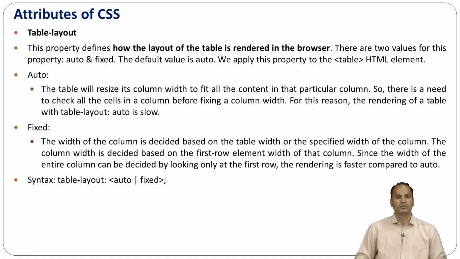Table layout, this property defines how the layout of the table is rendered in the browser. There are two values for this property, auto and fixed. The default value is auto. We apply this property to the table HTML element. Okay, so you can set it using the table layout. It may have the value either auto or fixed.